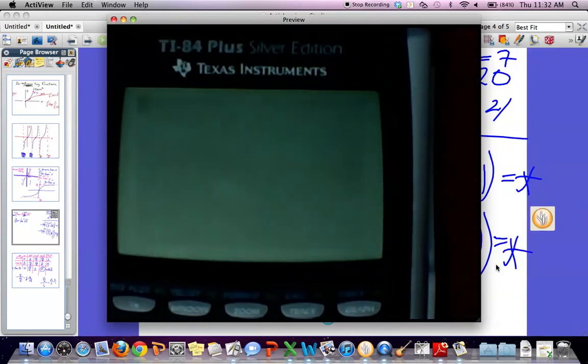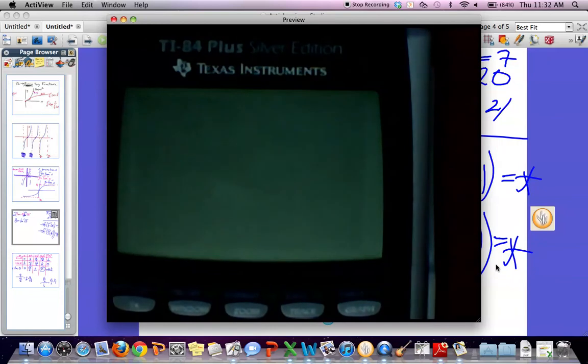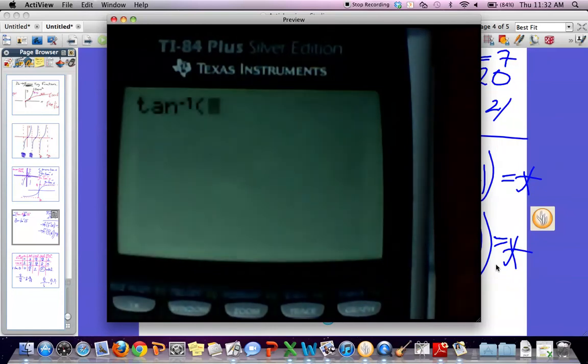So if I do invert, I better see what mode I'm in first of all. I'm in degrees. So I say, what's the inverse tangent? It's above the tangent. There's the inverse tangent of the square root of 3. My calculator is going to tell me it's 60.